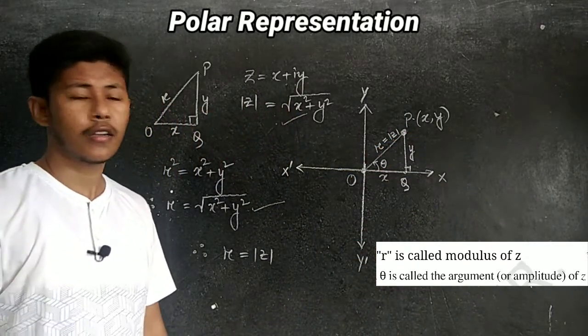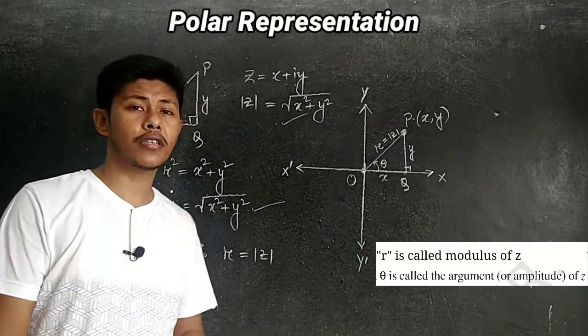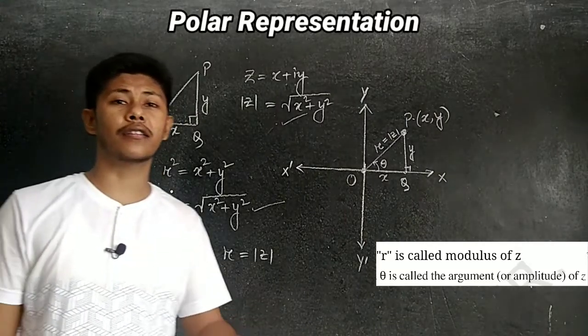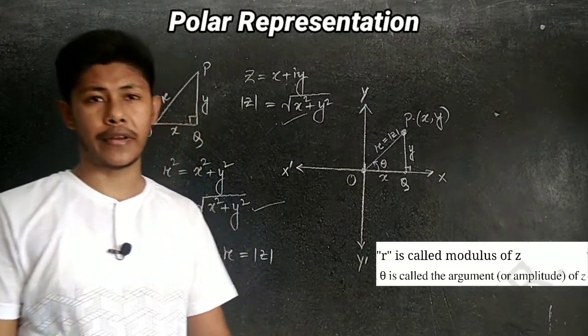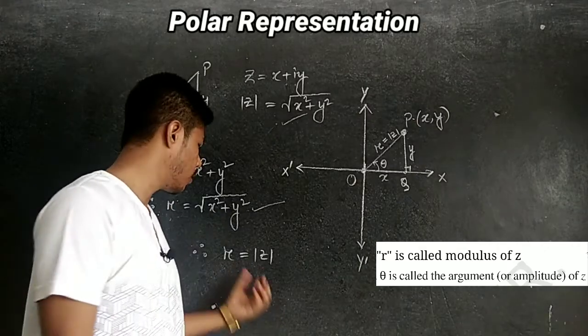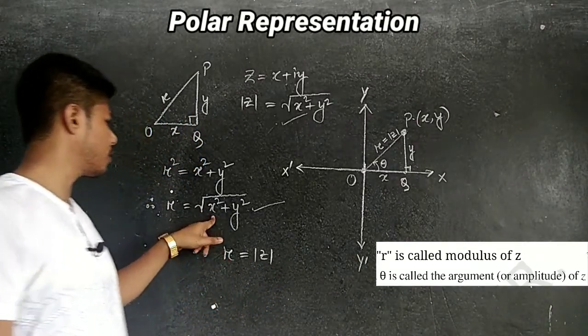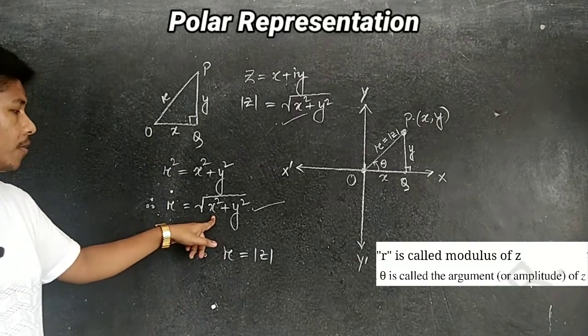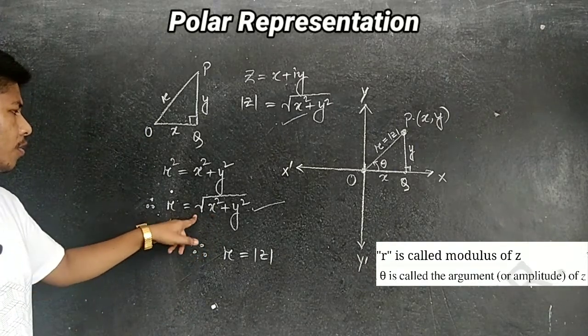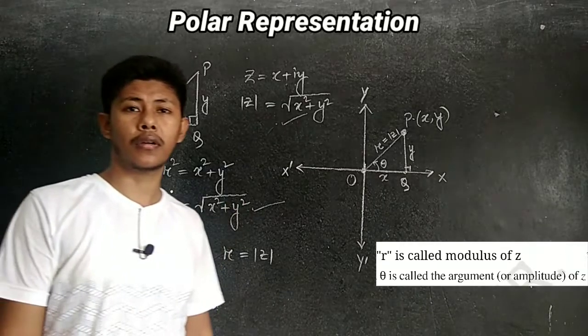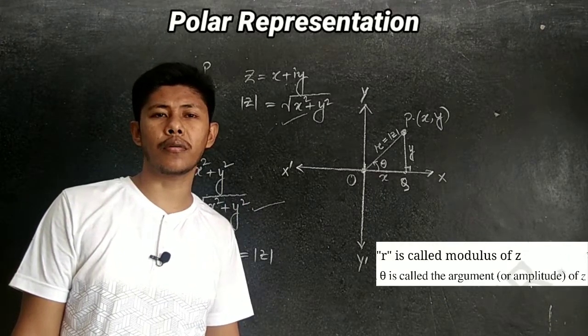Is it clear? So if anyone asks you what is r, easily we can say r is modulus of z. So if anyone asks you to find out the value of r, using this formula, root over x square plus y square, we can easily find out the value of r here. Is it clear?